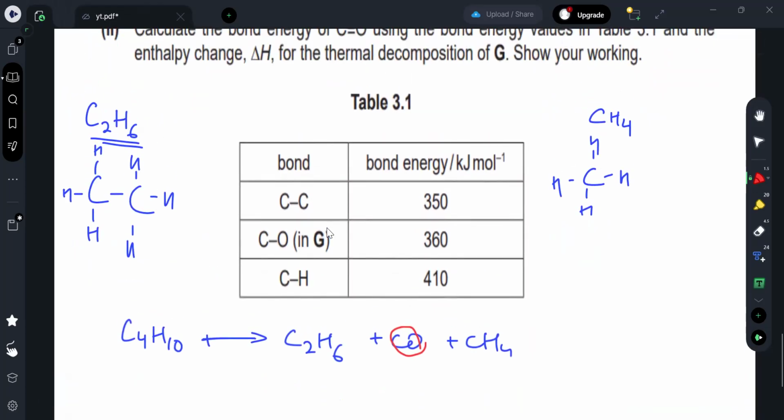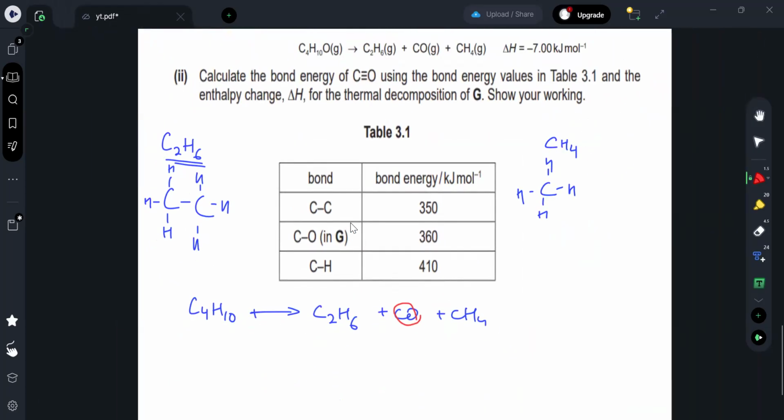So how do we find the bond energy? Whenever they ask you to calculate a bond energy of something, you always use the formula: reactants minus products, and get the delta H, which is given to you over here, -7.